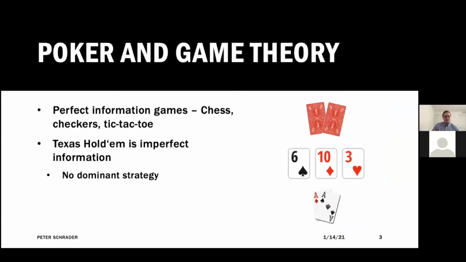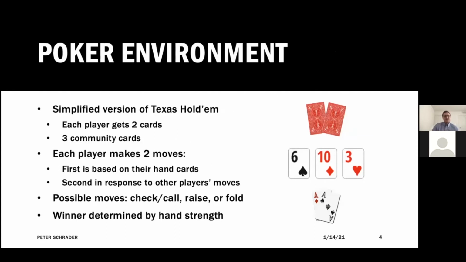Two major types of games in game theory are perfect information games, examples being chess, checkers, and tic-tac-toe, where the boards for these games are visible to everyone and there's no hidden information. Texas Hold'em, which is a variant of poker, is an example of an imperfect information game. That is, you do not know the other player's hand, so there's hidden information. In games like this, there's no single dominant strategy that ensures you win every time. This leaves an opportunity for machine learning to strategize for a reward-maximizing play.